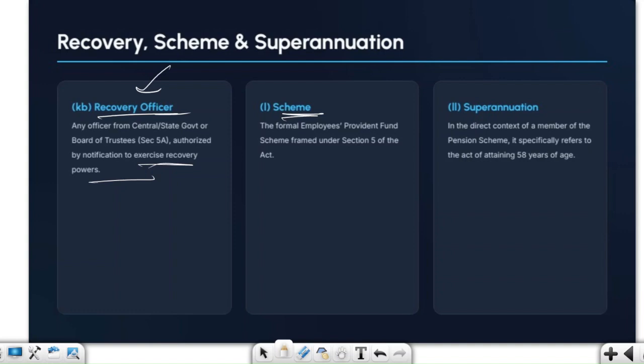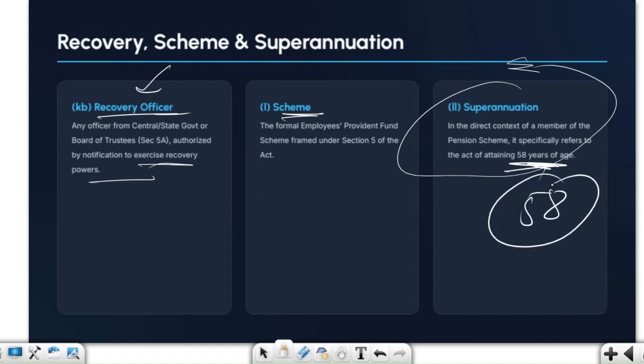Understood? Now, the most important part out of all those definitions is superannuation. What do we call it here? Superannuation is an age in the context of a pension scheme, where we are talking about attaining the age of 58 years. Let us say that Mr. Rahul has reached 58 years of age, so for EPS terminology we will be thinking of him as superannuated.